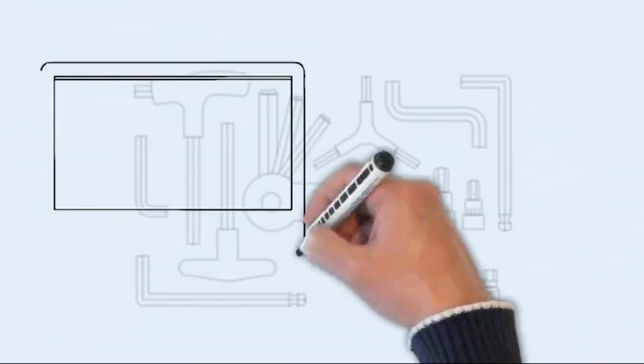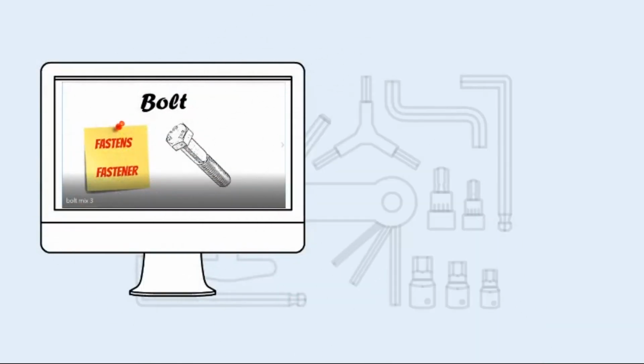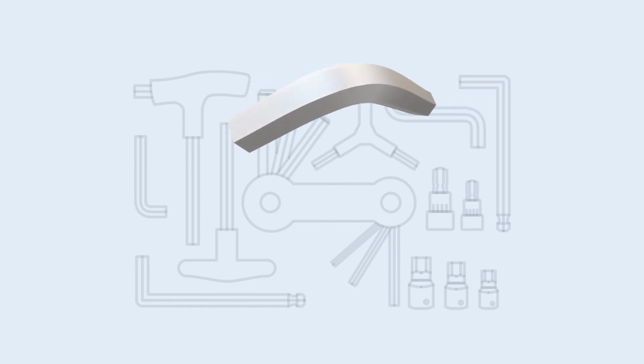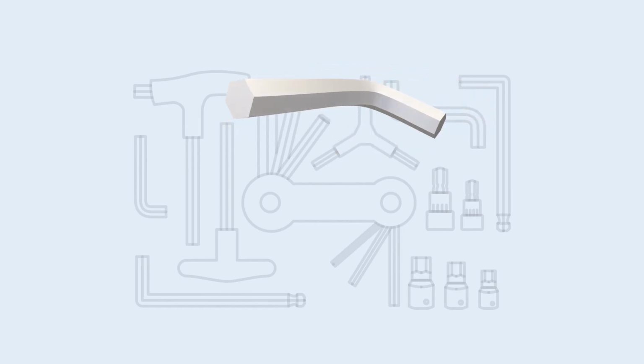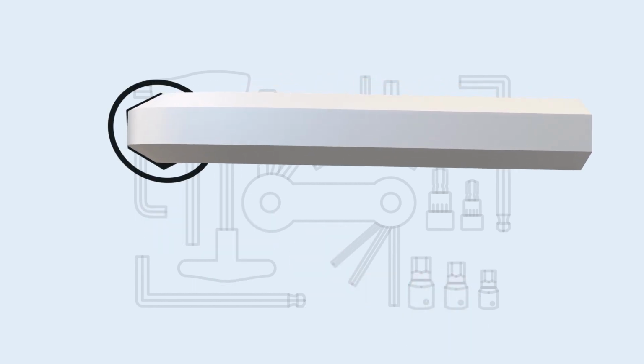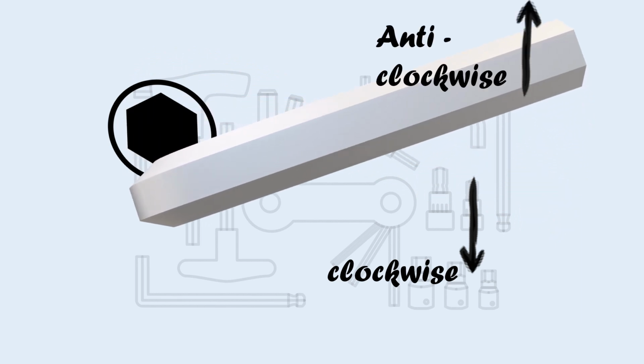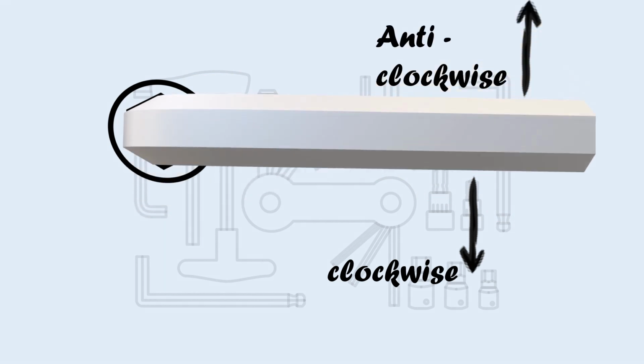You learnt in the video, titled Bolts, that a bolt and a screw are fasteners. An Allen key or hex key is a tool used for fastening bolts or screws. Remember, you turn them clockwise for tightening and anti-clockwise for loosening.